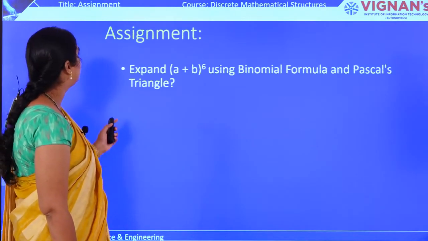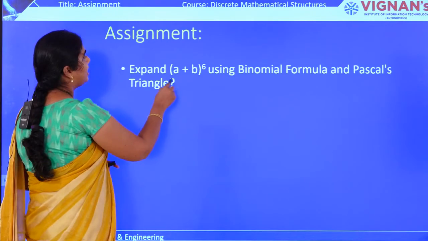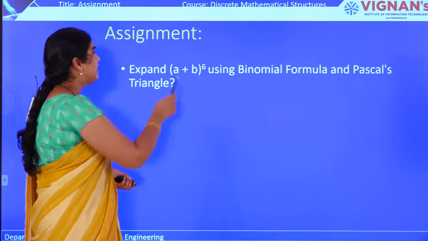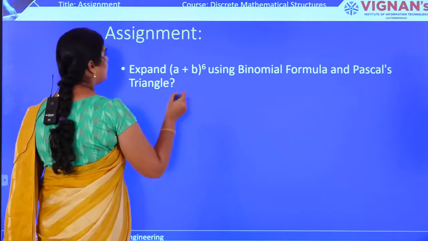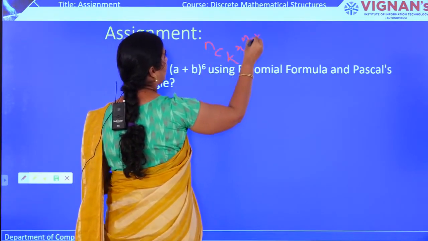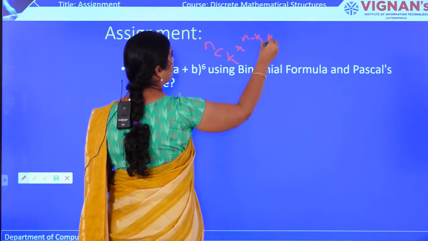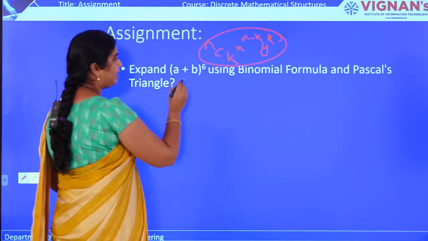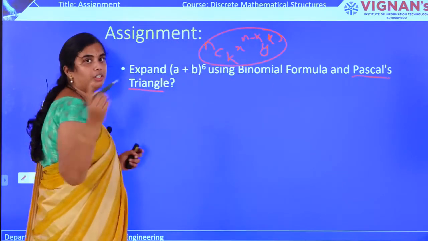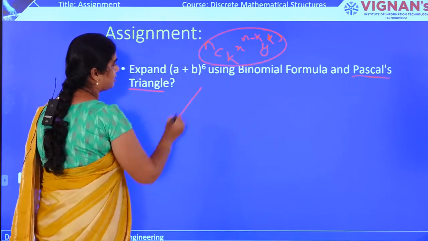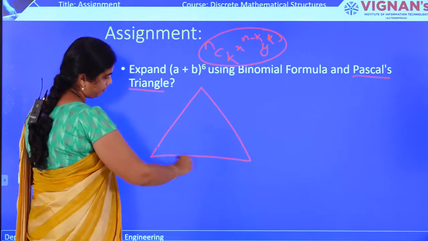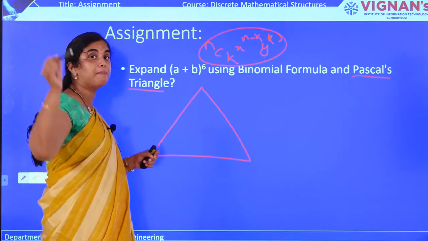Assignment, guys. See, here a plus b whole power 6, I am giving you this term. You try to expand this a plus b whole power 6 using our nCk x to the power of n minus k into y to the power of k, using this formula and using this Pascal's triangle. In order to derive through Pascal's triangle, first construct the Pascal triangle. Later you write the terms based on the properties.